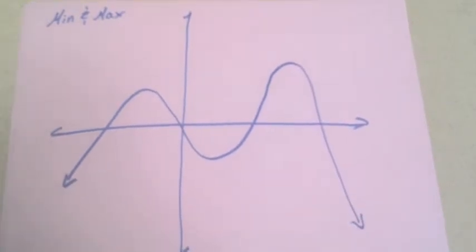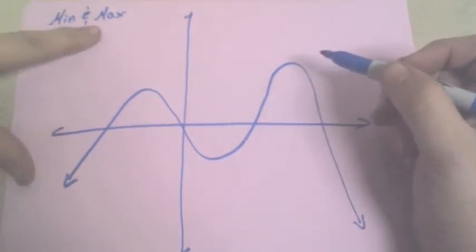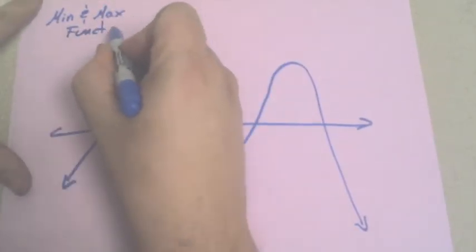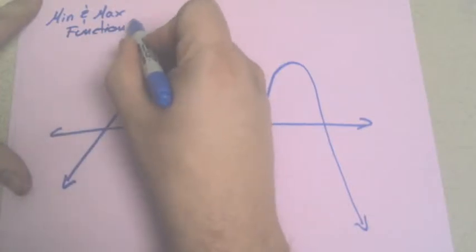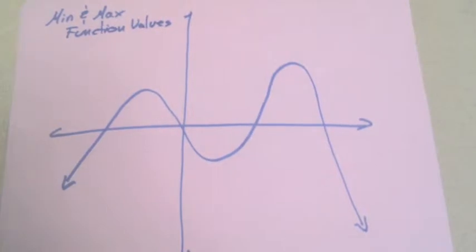So we have a little graph. It looks like it's probably a polynomial. Not necessarily true, but it looks like it's probably a polynomial. So if we want to talk about mins and maxes, there are two different types of mins and maxes. First off, when we talk about mins and maximums, we're always talking about the function values. The function values. So we're talking about minimum y values or maximum y values and the x's that cause them to happen.